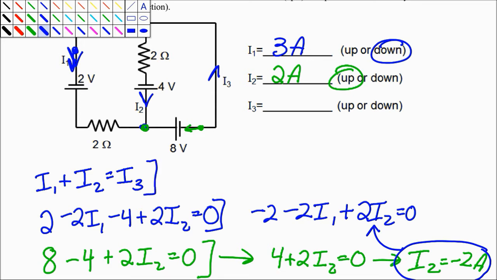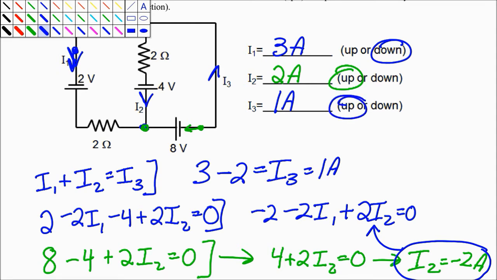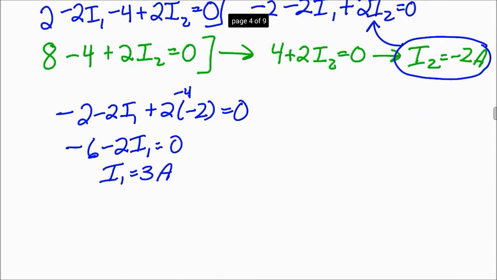I can just solve that here. I1 was 3, I2 was negative 2. That's equal to I3, which is equal to 1 amp. So 1 amp is I3, and I chose it up. It came out positive, so that must be up. Okay, I'm not going to do it by Gaussian elimination here, but you could have done that if you'd like.